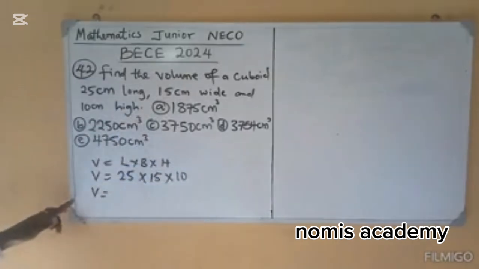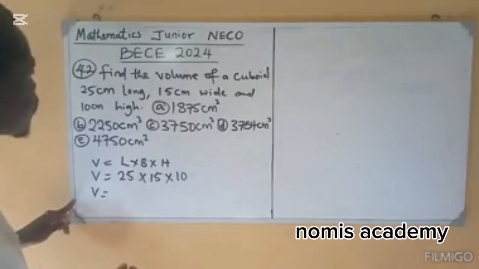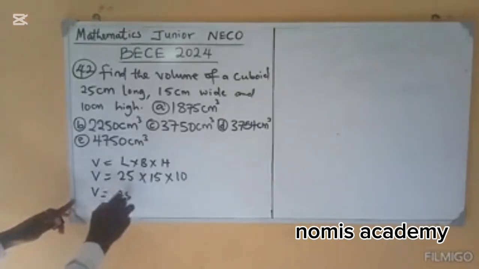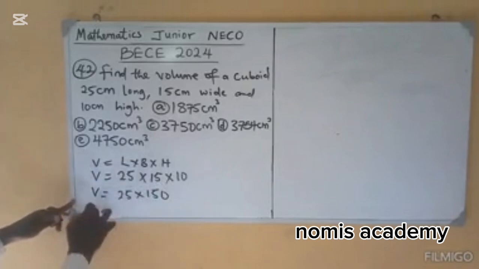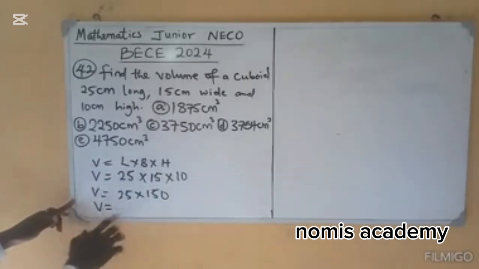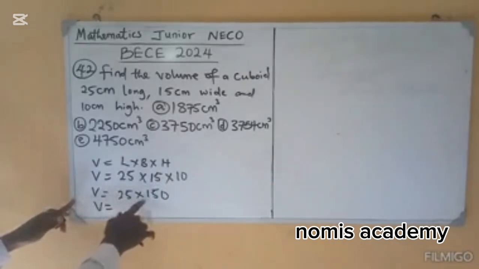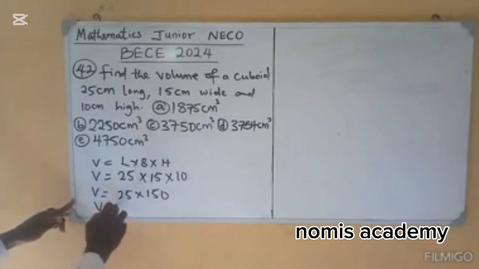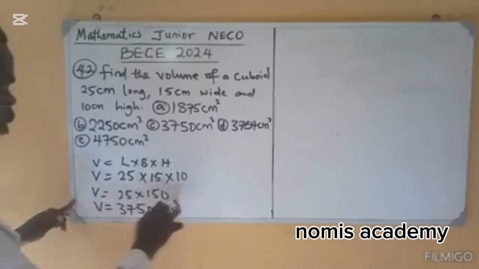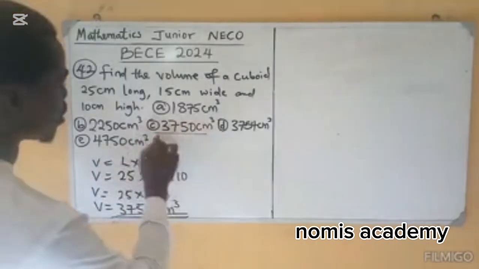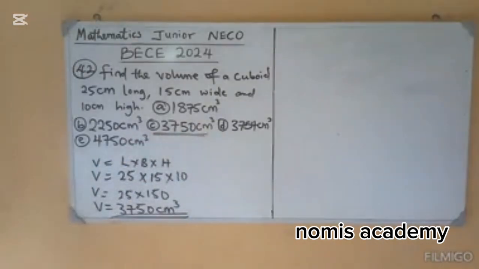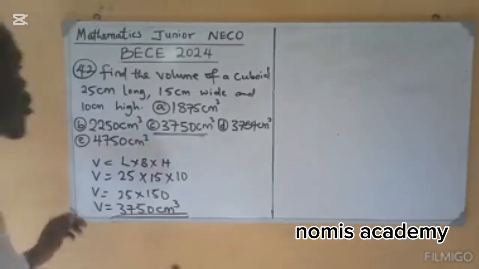The volume of the shape will be 25 times 15 times 10. 15 times 10 is 150, so the volume equals 25 times 150, which is 3750 centimeter cube. So the correct answer is option C. All right, let's go to the next question.